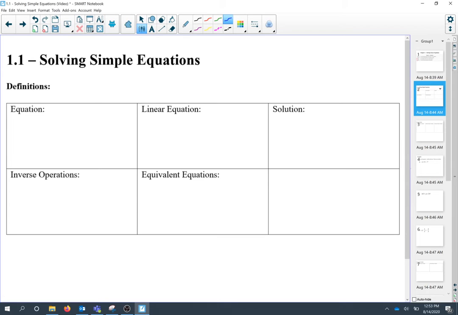Now, before we do that, we're going to start with some definitions. It's been a long summer. Who knows what you were doing? It's been a really long time since you've been in class, so let's go over some of these things that we should know, but that we might have forgotten.